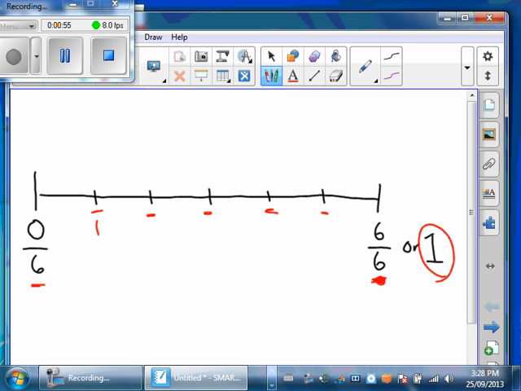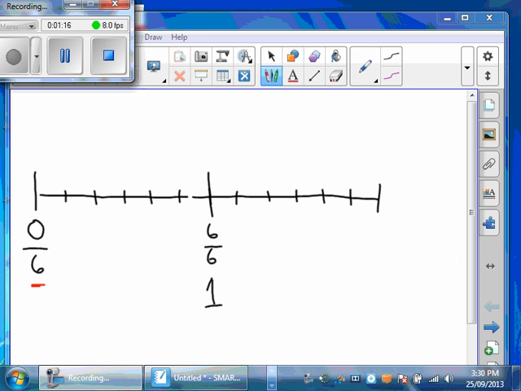So this would be 1 over 6. This would be 2 over 6. 3 over 6, 4 over 6, and 5 over 6, ultimately leading us to 6 over 6, or one whole.